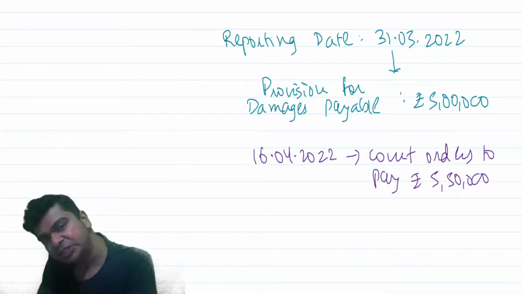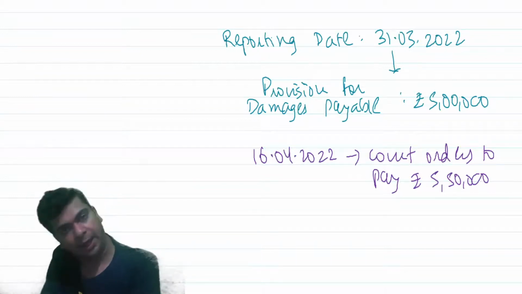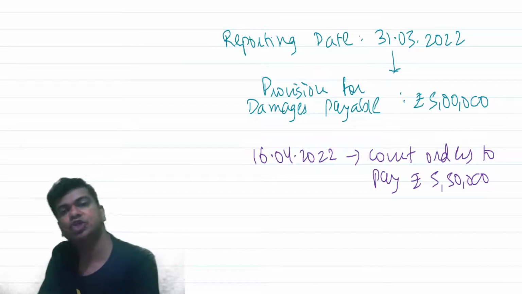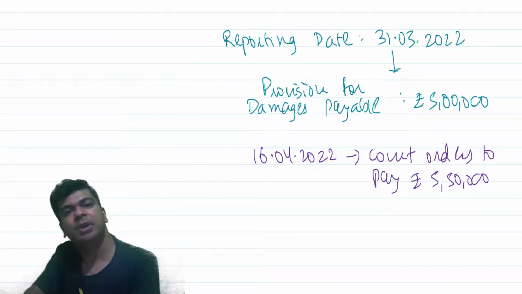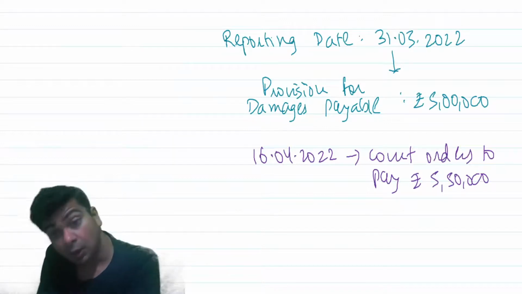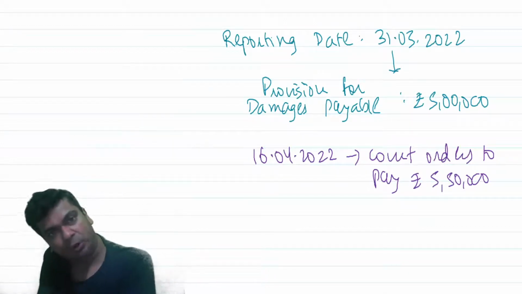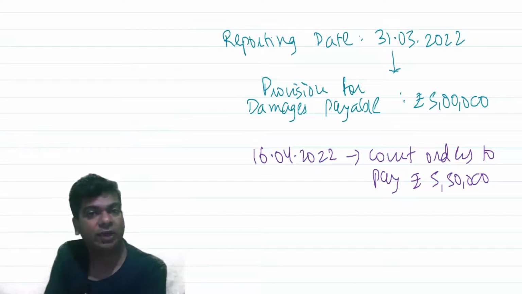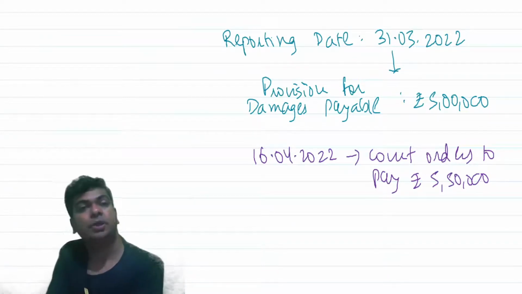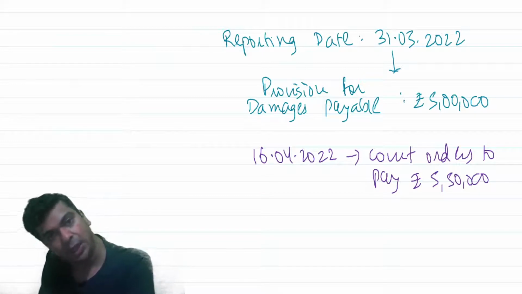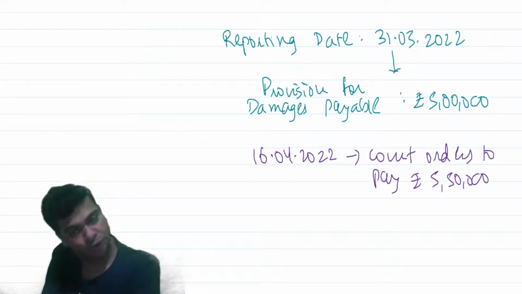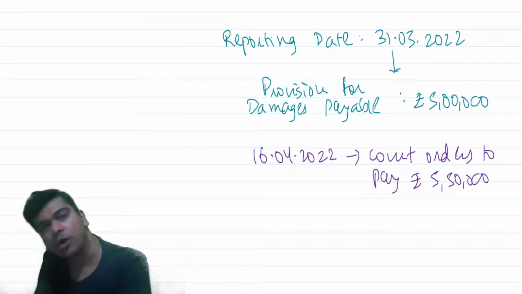Should I change the provision on the balance sheet date? Or on the balance sheet date, is what I have provided of 5 lakhs sufficient enough? And I can simply provide a disclosure that, see, extra 50,000 will be payable. If you are changing the amount of provision, that means you are treating this event as adjusting. If you are leaving the provision as it is and providing a disclosure, that means you are treating it as a non-adjusting event. What will be the right treatment over here? Should I treat this as adjusting or non-adjusting?